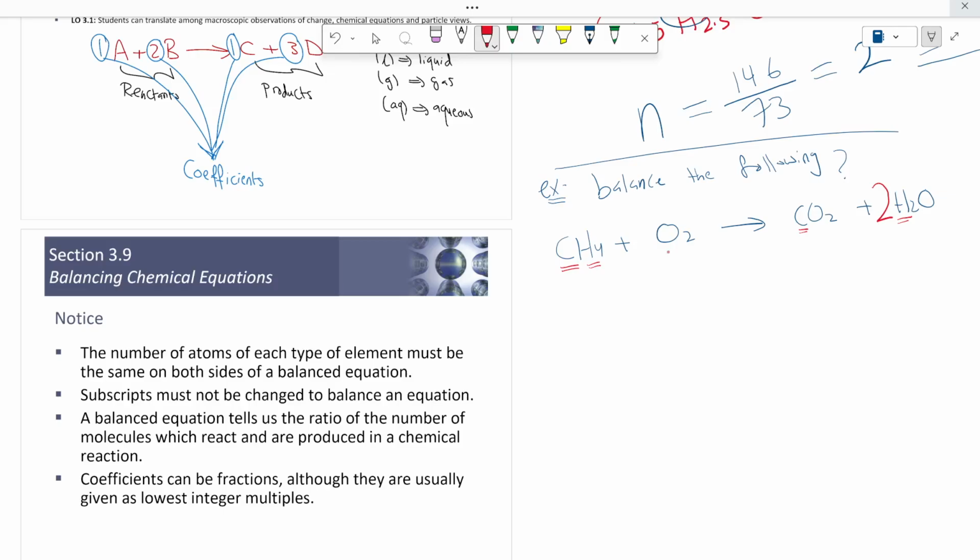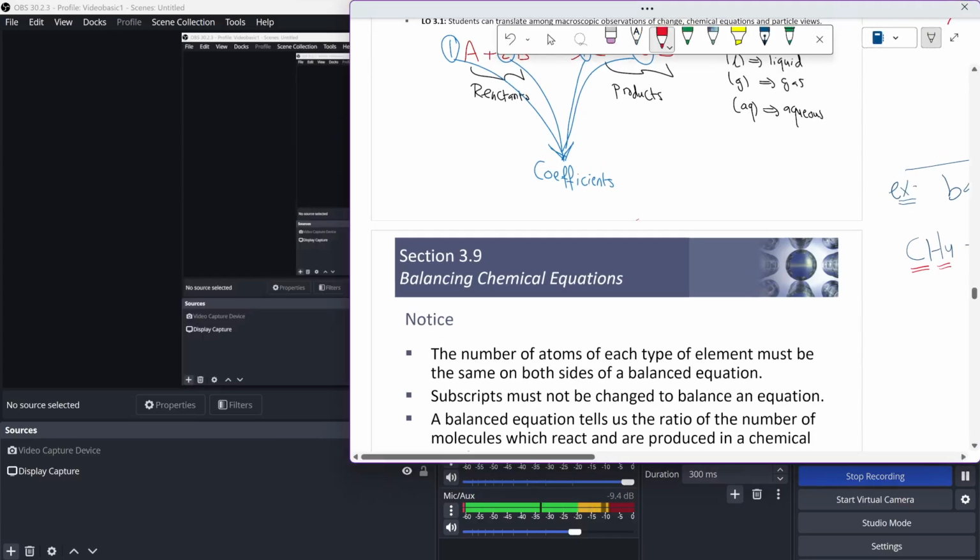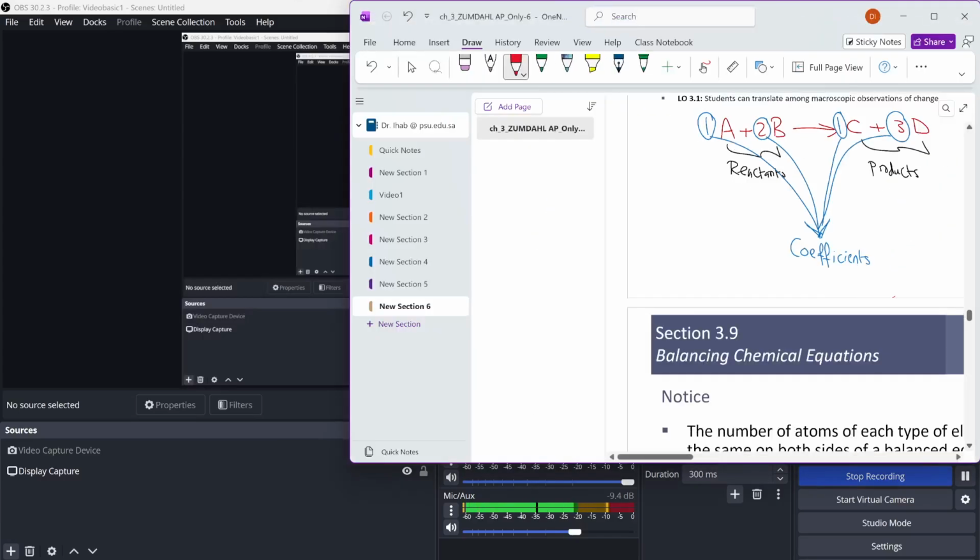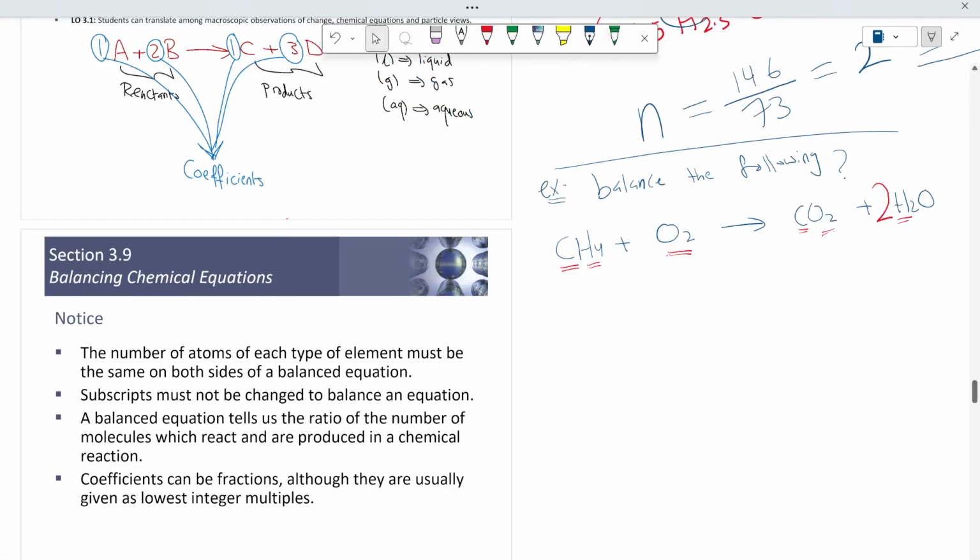The last atom is oxygen. Here we have 2 oxygen atoms. Now count how many oxygens you have on the product side. You have 2 from carbon dioxide and 2 from water, so the total is 4, while here we have 2. To make them 4, you should multiply O2 by 2. Now they are 4. So this equation is balanced now.